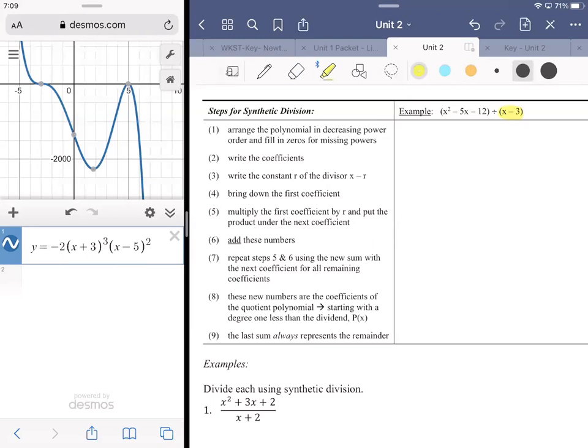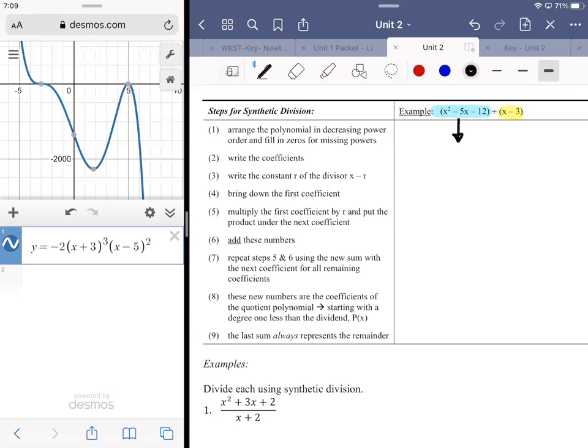But what we would do is take the polynomial that we're looking to divide and arrange it in decreasing power order if it isn't already in that form. So I'll just kind of accentuate that relationship. We have x to the second minus 5x minus 12.